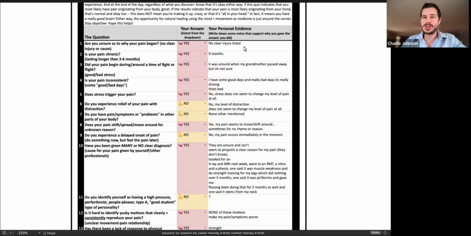Yes. Physical problems generally are brought on by physical traumas or insults, injuries. In this case, there's no clear injury. He doesn't know why it started. Is your pain chronic? Yes, 9 months. Most things in the body heal within 3 to 6 months.